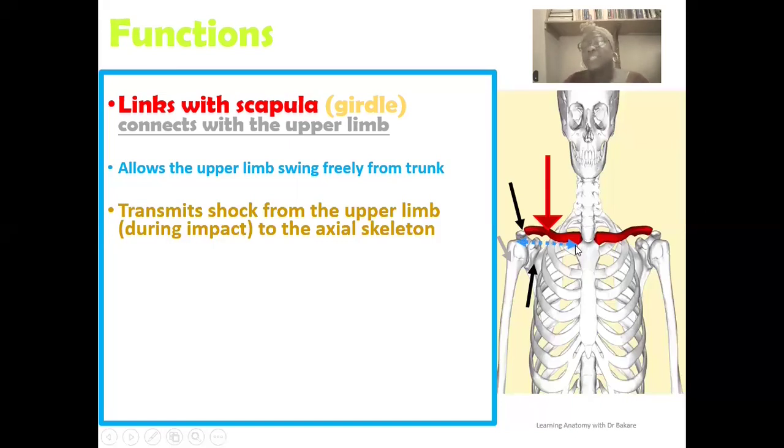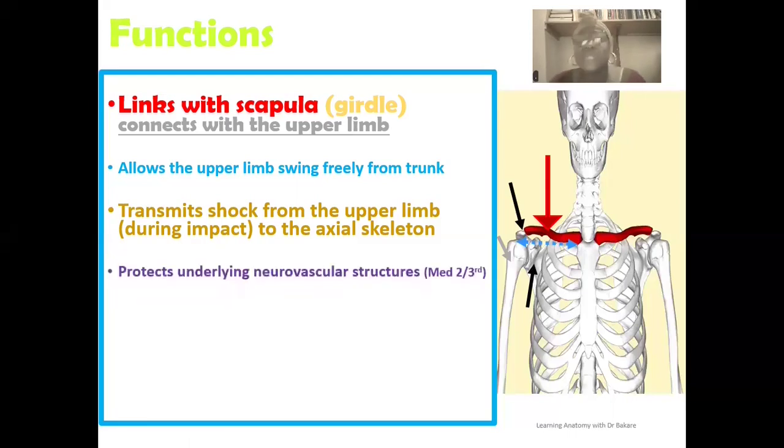At this medial region, it is seen to be connected to the manubrium of the sternum. And we know that the sternum forms part of the rib cage, which is a structural component of the exoskeleton. We know that the exoskeleton is made up of the skull, the vertebral column, and also the rib cage. So it is through this connection that it creates around its lateral end and also medial end that it is able to transmit the weight or shock in the upper limb to the exoskeleton.